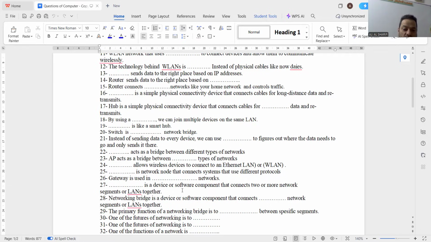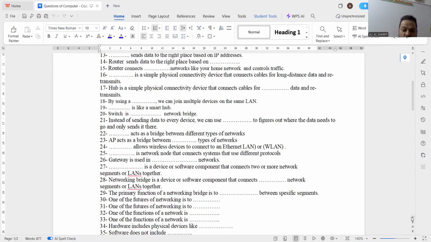It is a device or software component that connects two or more network segments. What is the thing to connect between two or more network segments? You should know it. A networking bridge is a device or software component that connects the same or different types of network. You should know. The primary function of a network bridge is to filter traffic between specific segments.